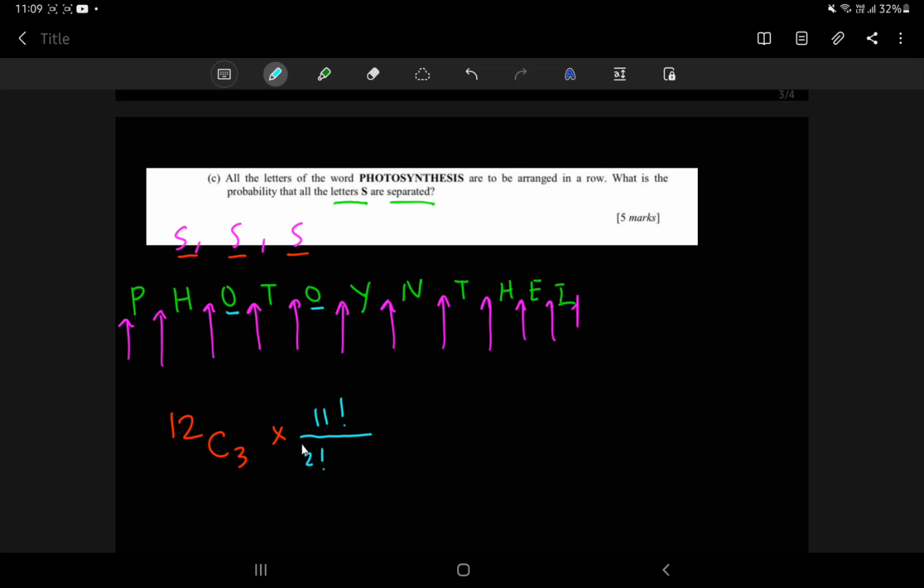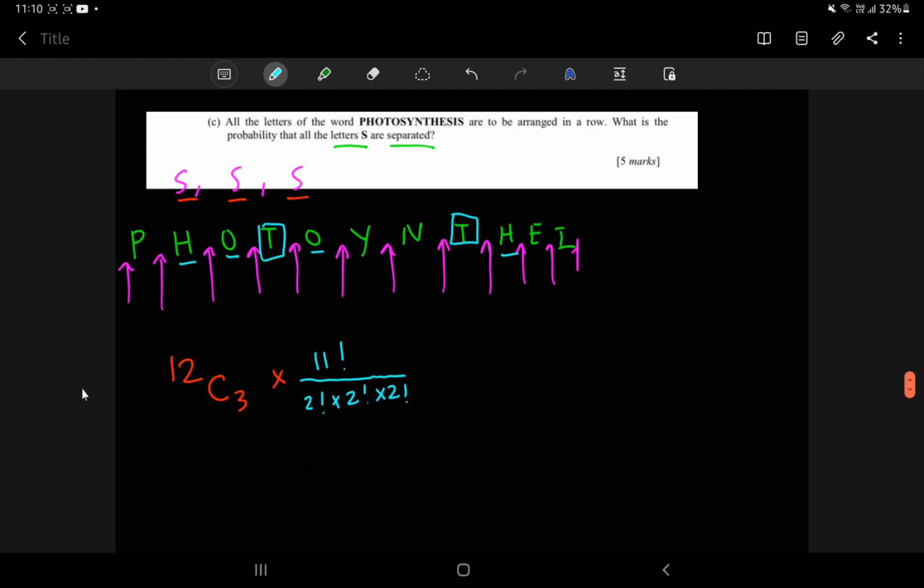What else is in repetition? It is T. We have 2 T's, so we need to divide by 2 factorial again. And what else? The letter H. We have to divide again by 2 factorial. In this way we can find the number of ways that we can arrange the letters with the S's separated.